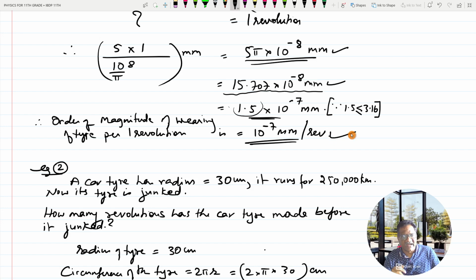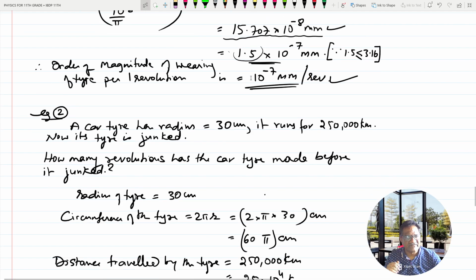So this is my answer for the very first question. What is the order of magnitude of the wear of the tire per revolution? The order is 10 is to minus 7 millimeter per revolution. So this is how Fermi problems are to be dealt with. Let us try to solve this second Fermi problem.